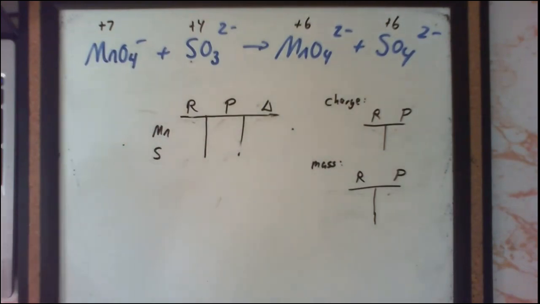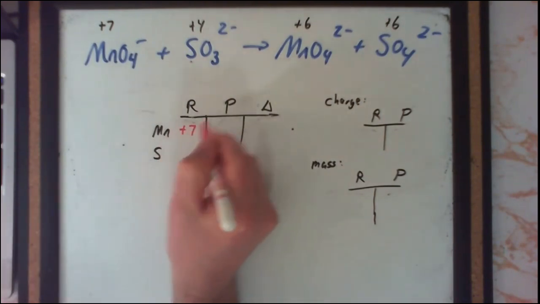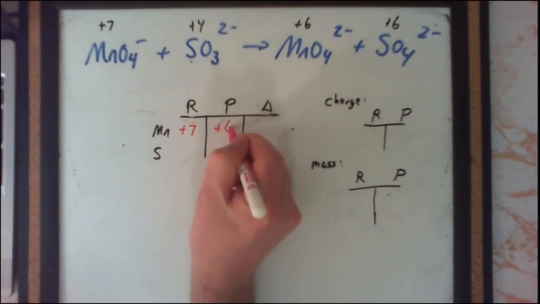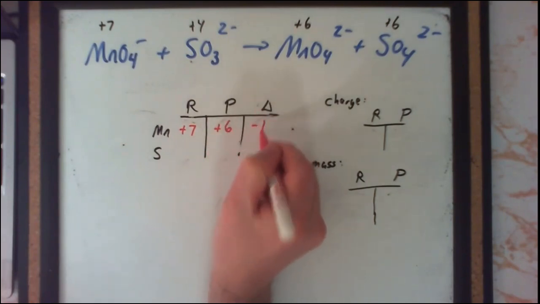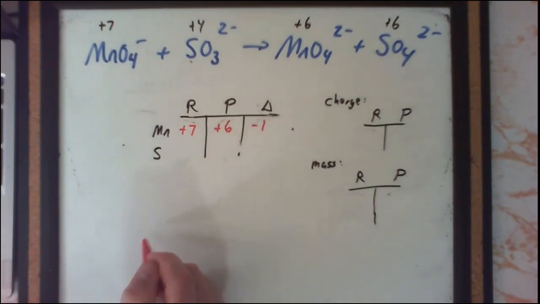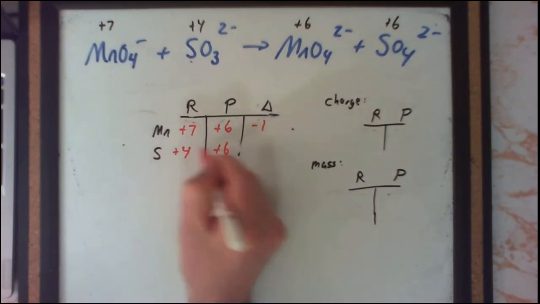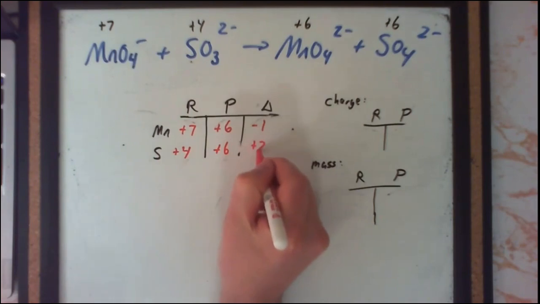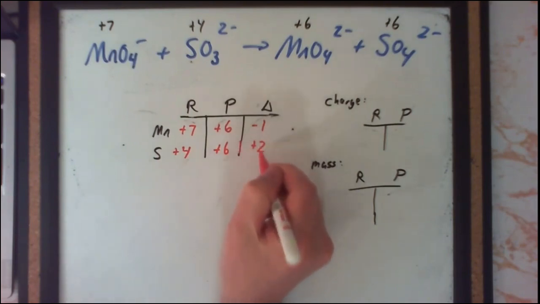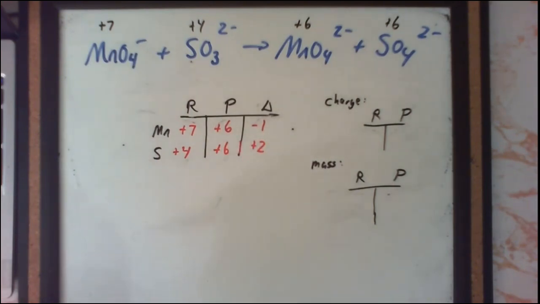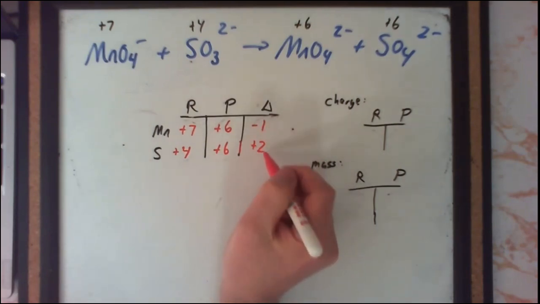Manganese goes from an oxidation number of +7 to +6. Its difference is -1. Manganese is being reduced. Sulfur goes from +4 to +6. Its oxidation number is increasing. It's being oxidized because it's increased by 2. So we have -1, +2.